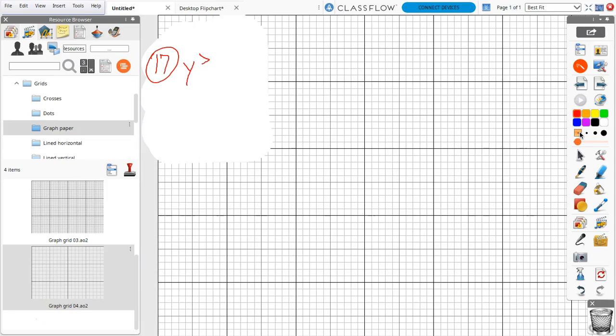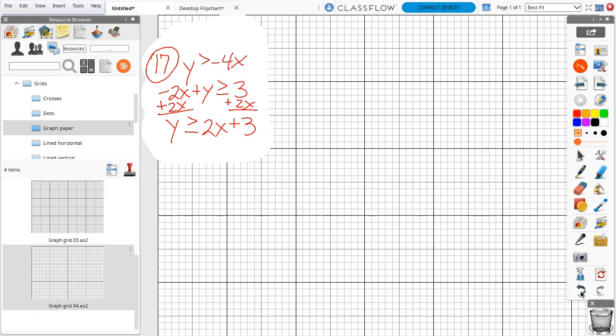Y is greater than negative 4x. And the second one's negative 2x plus y. Oh, they made it hard on us, huh? Negative 2x plus y is greater than 3. Okay. So the top one's good, ready to go. What do we need to do to the bottom one there? Move the x over. Add 2x to both sides. Okay? So y is greater than or equal to 2x plus 3.